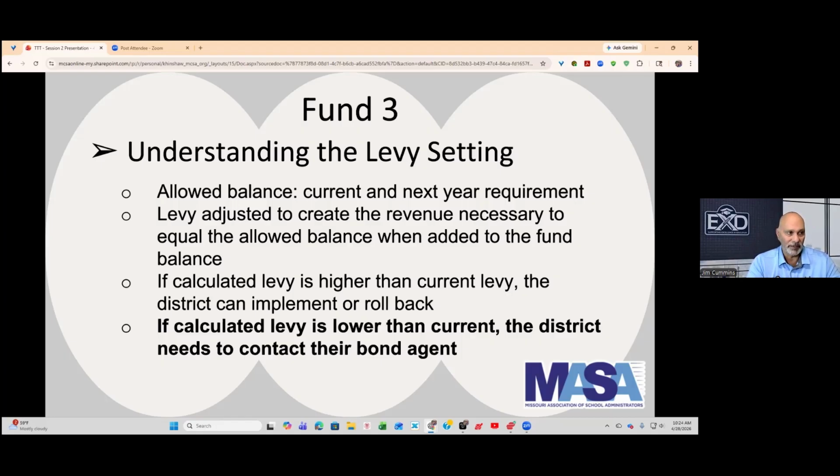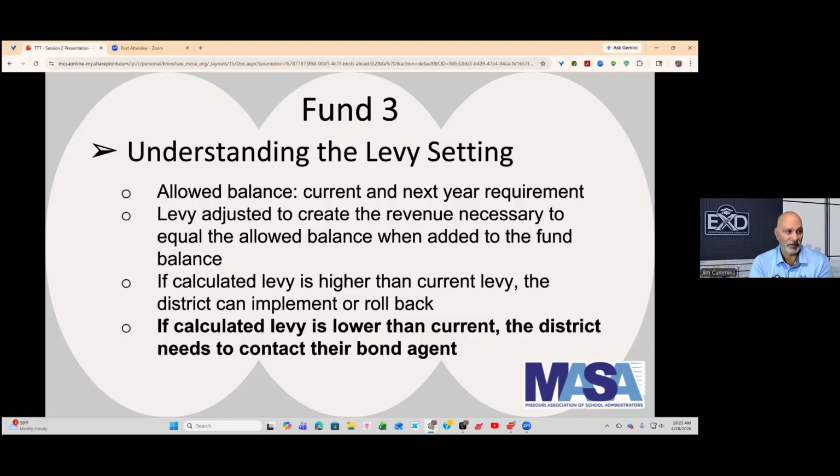The flip scenario is it's at 50 and it calculates at 45. Well, you don't have the authority to say, well, we're going to keep it at 50. If it's at 50 and it calculates at 45, you've got to go down to 45, or you've got to come up with a reason to keep it at 50.